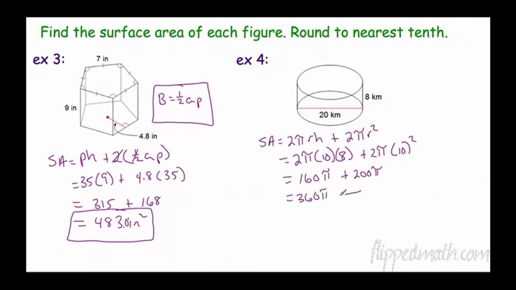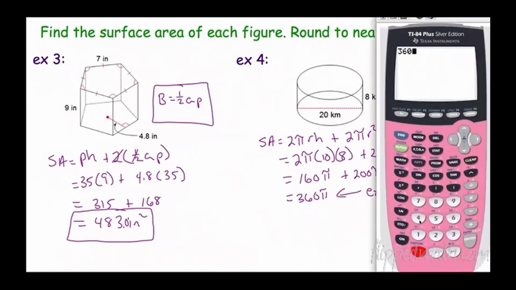Now remember, this is the exact answer. It's exact because pi is one of those irrational numbers. We can round and guesstimate with it, but we cannot get exact. If I plug in 3.14 for it, it's not going to be the exact same thing. So now when I say round to the nearest tenth, I'm going to be using the calculator's approximation. All right, so let's take a look at what I mean. So I want to do 360 pi. So let's go to our calculator.